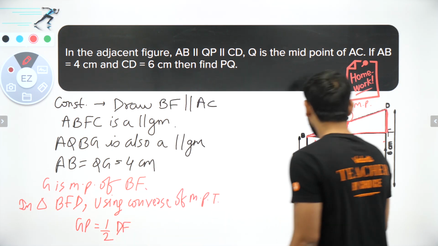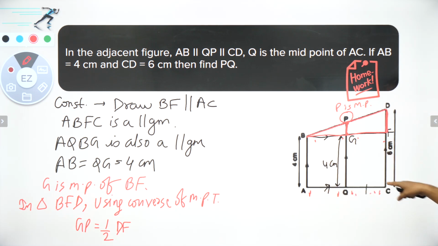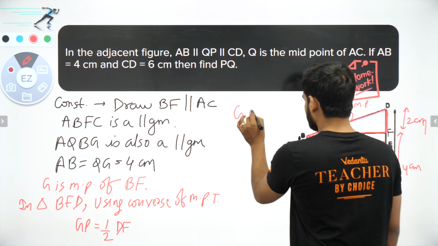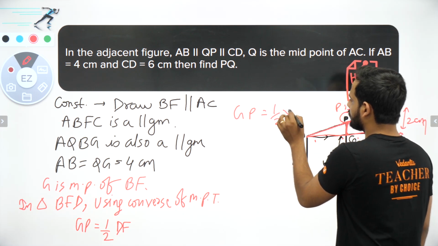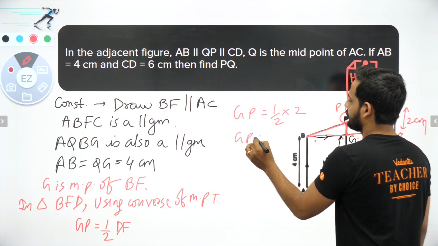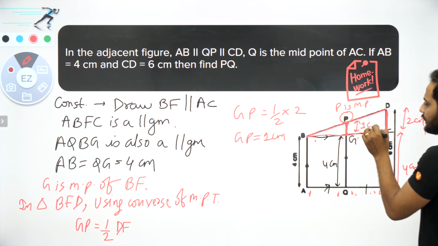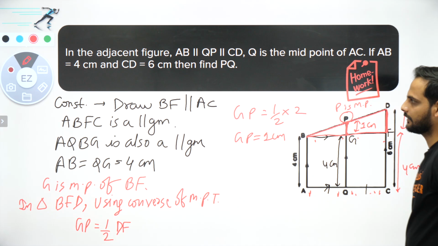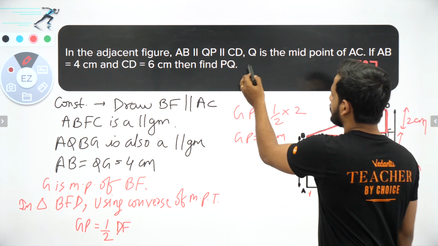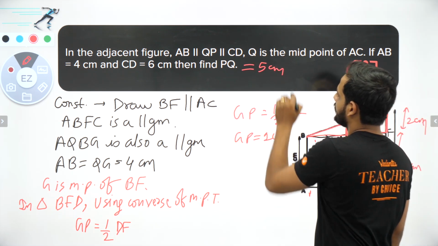Now what is DF? As you know, ABCF is a parallelogram, so this is also equal to 4. So DF will be only 2 centimeter because 4 plus 2 has to be 6 centimeter, right? So GP will be equal to half of 2, that means GP is equal to 1 centimeter. And you can say the length of PQ will be 4 plus 1, which is 5 centimeter. So PQ is equal to 5 centimeter.